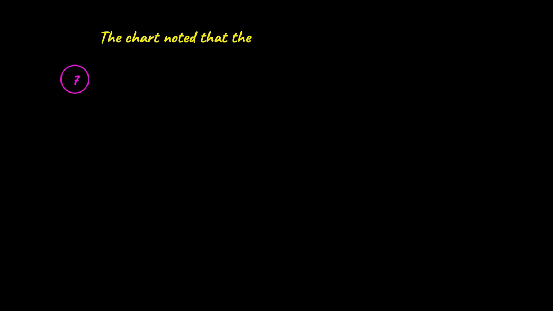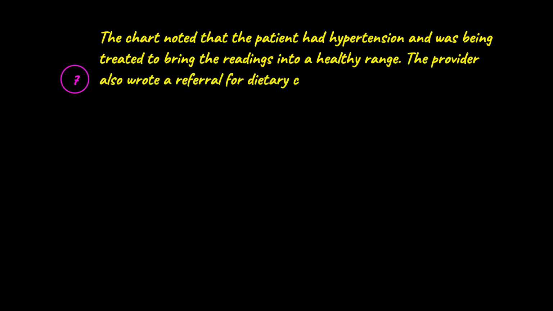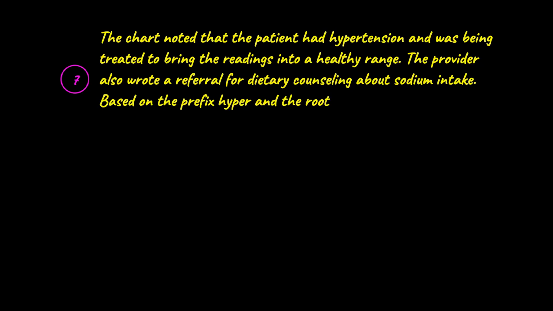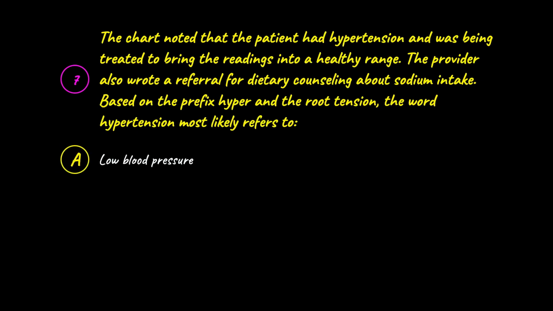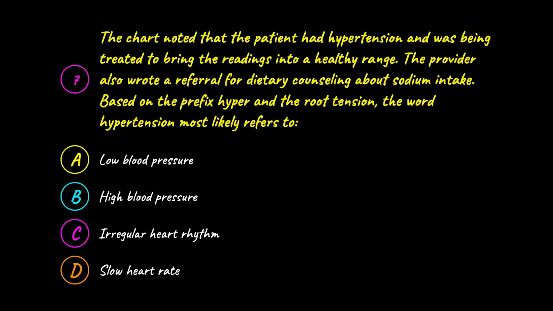Question 7. The chart noted that the patient had hypertension and was being treated to bring the readings into a healthy range. The provider also wrote a referral for dietary counseling about sodium intake. Based on the prefix hyper and the root tension, the word hypertension most likely refers to. Your options are A. Low blood pressure, B. High blood pressure, C. Irregular heart rhythm, D. Slow heart rate. Don't overthink it. Which one feels right?